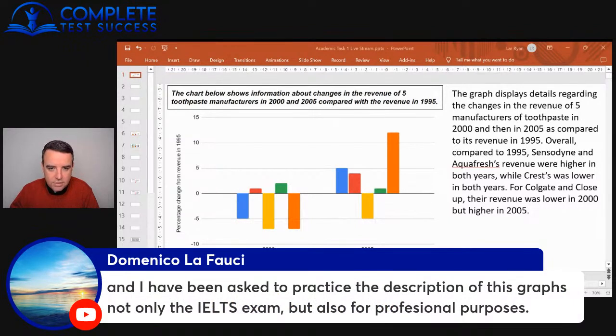I've been asked to practice the description of this graph, not only for the IELTS exam, but also for professional purposes. Well, I mean, you'll have the language for it.